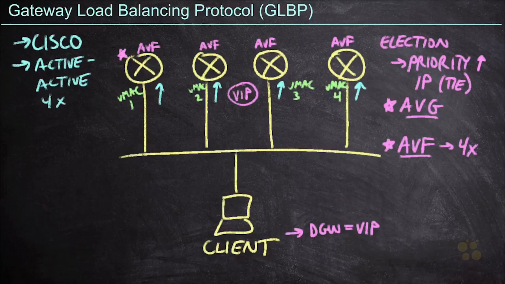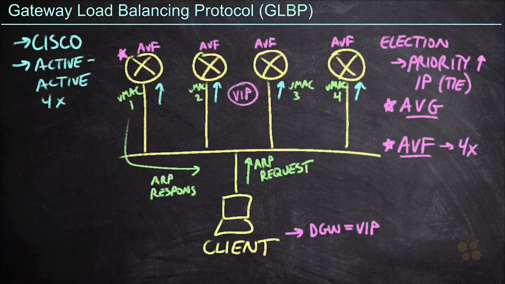Next, when this client decides that it wants to send traffic off of its subnet, it's going to do what clients do, and it's going to send an ARP request. Now that ARP request will be received by all 4 of these gateways. However, the active virtual gateway itself, the AVG, is going to be the device that responds. So specifically, it's going to send the ARP response back, and as part of this ARP response, we are going to choose one of those virtual MAC addresses.